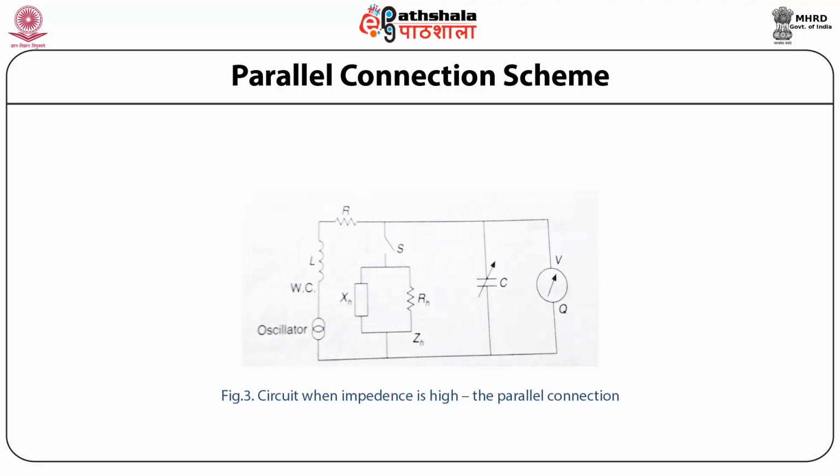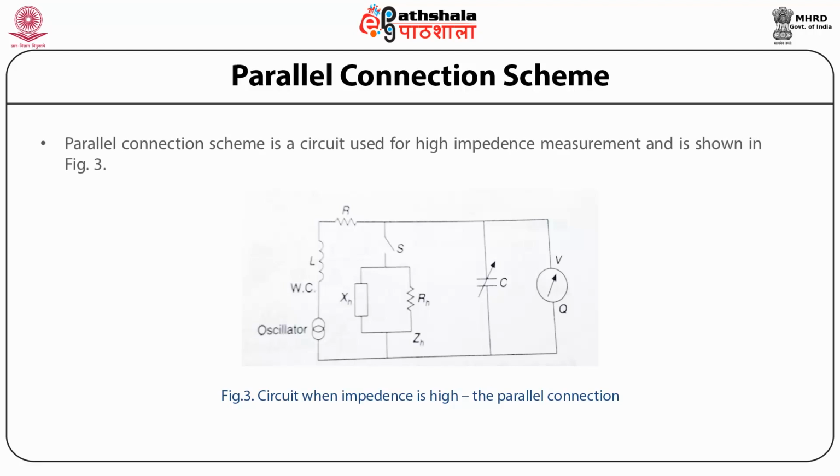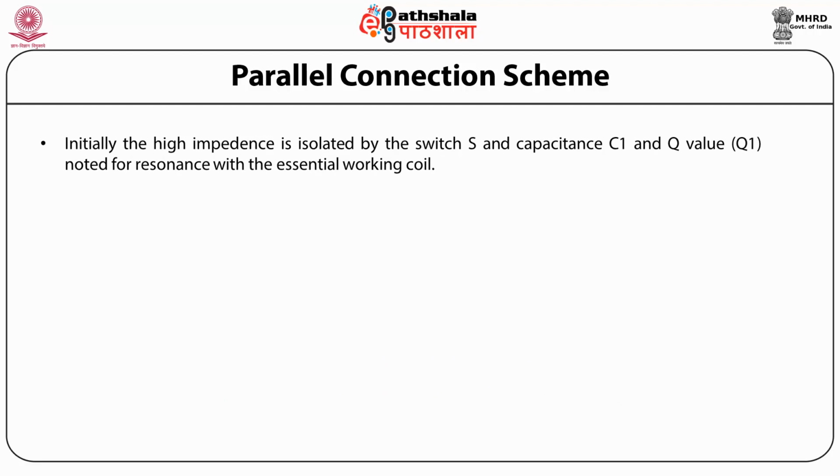Students, now let us study the parallel connection scheme for the Q measurement. The parallel connection scheme is a circuit used for high impedance measurement and is shown in the figure. Initially, the high impedance is isolated by the switch S, and capacitance C1 and Q value, that is Q1, are noted for resonance with the essential working coil.